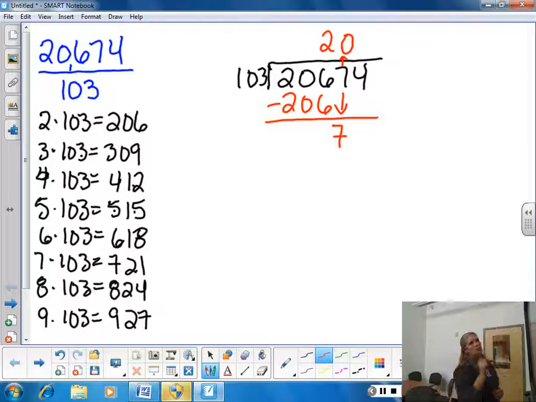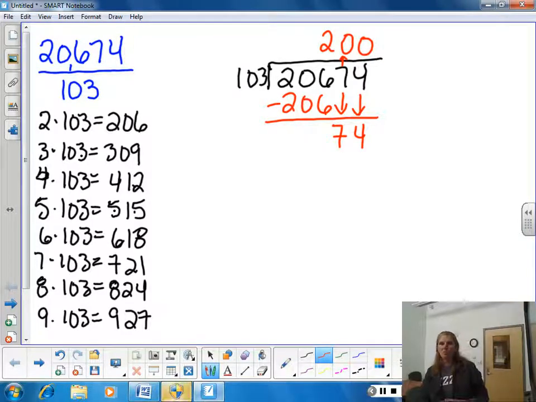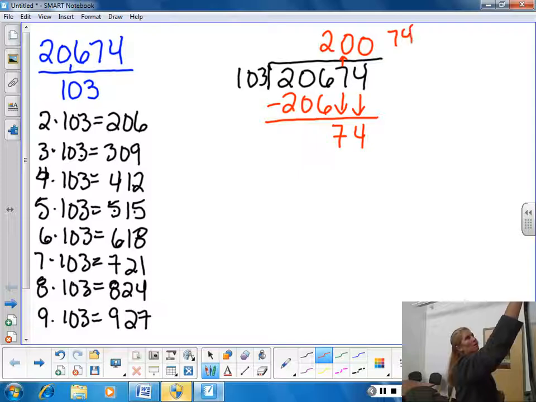Look, if I bring something down, I have to put something up. Let's go to the next number, bring down the 4. How many times does 103 go into 74? It doesn't, so that's 0. I don't have any more numbers to bring down. So, that's my remainder, 74 over 103.